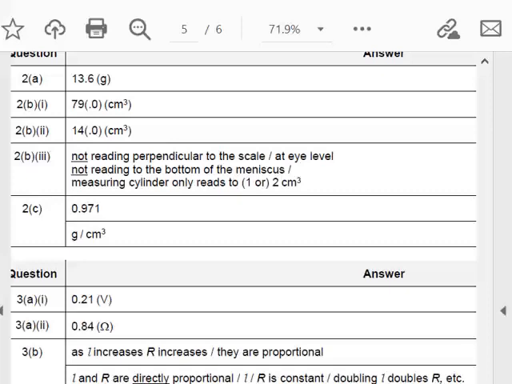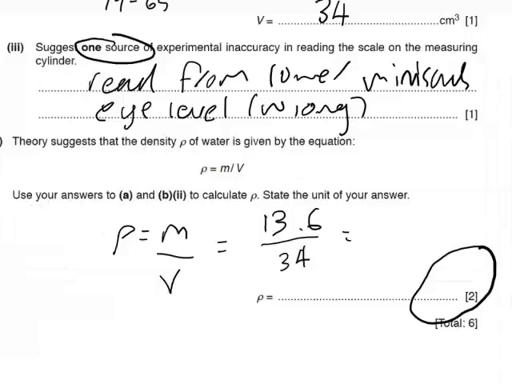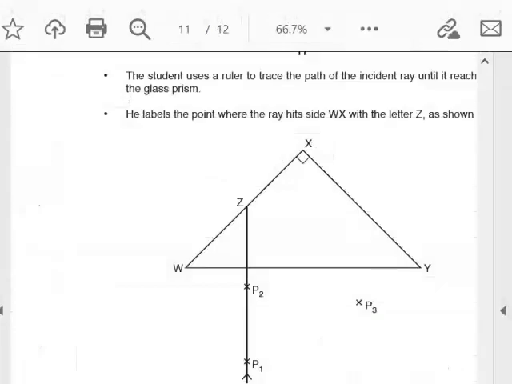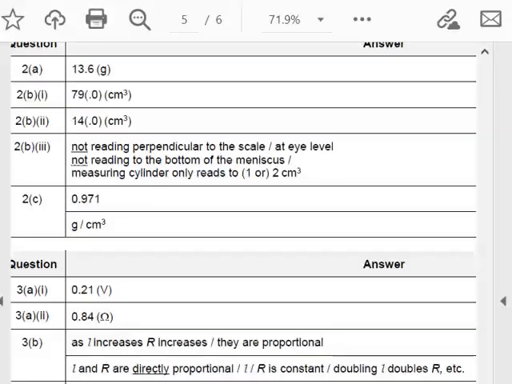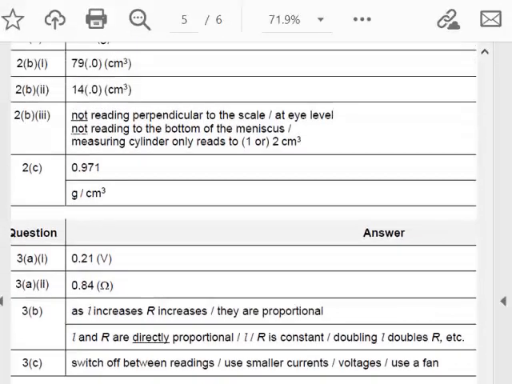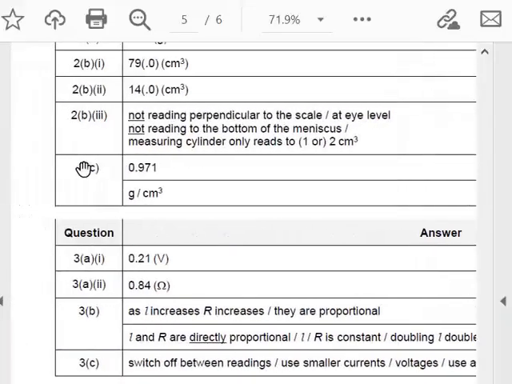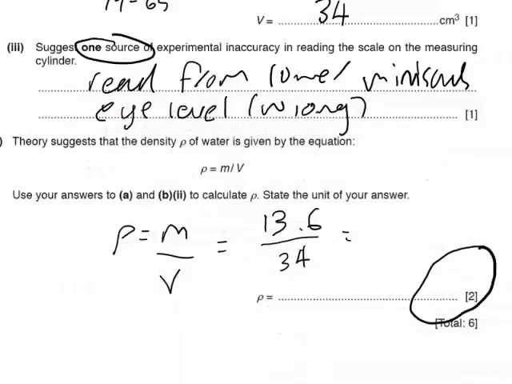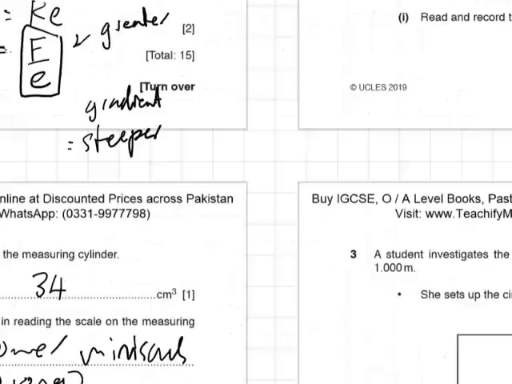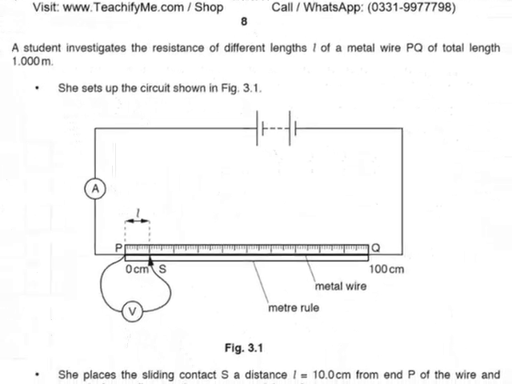Now, the answer should be, you will notice that, where's the marking? Okay, now you will notice that here the marking scheme says 0.971, and then the unit gram per centimeter cube as part of 1 mark. Don't forget the unit. Next one will be question number 3.